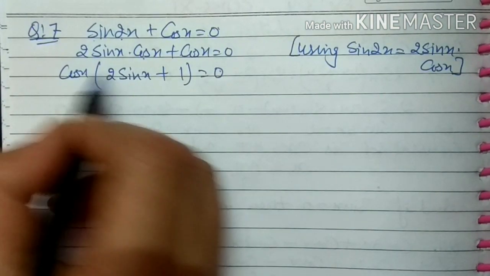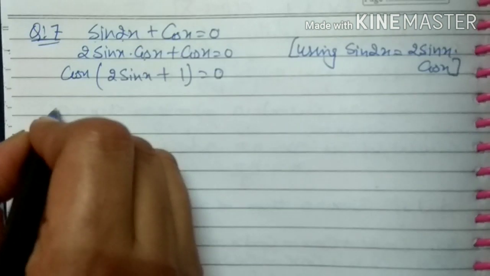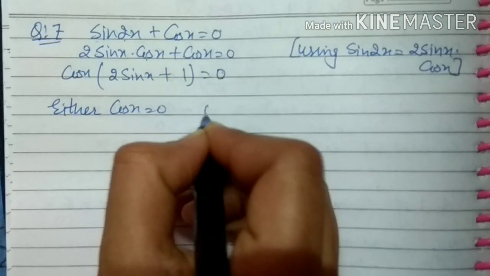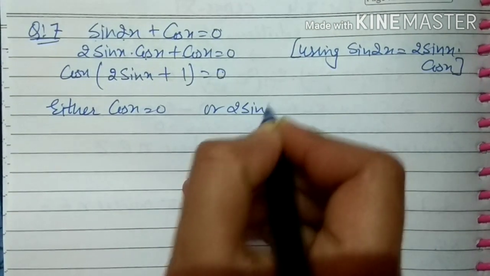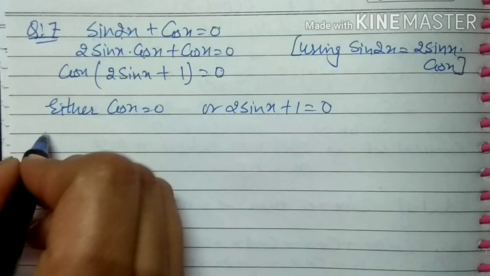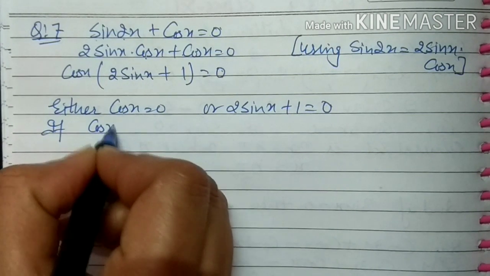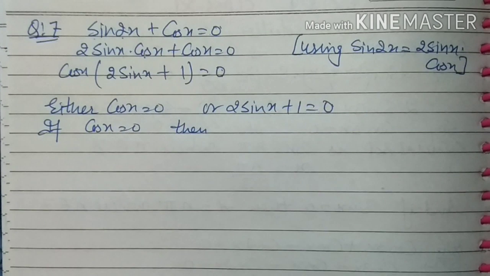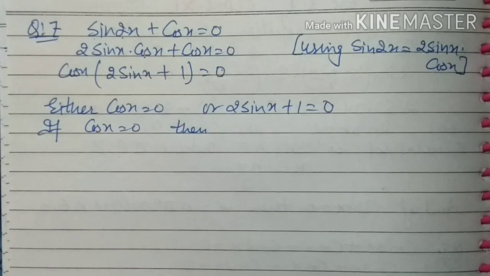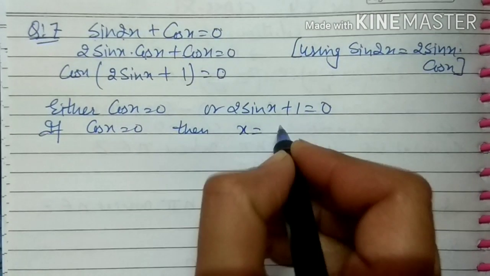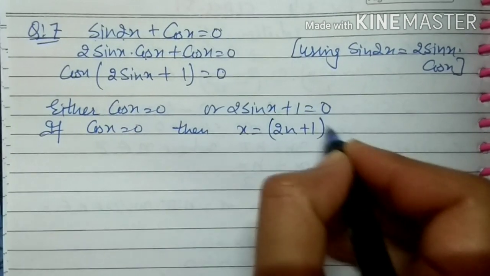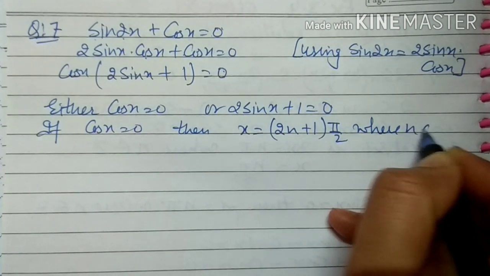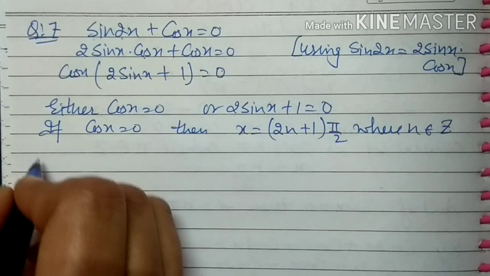Now the product of these two terms equals to 0. So either cos x 0 or 2 sin x plus 1 equals to 0. Thus if cos x equals to 0, then this implies, we know all the formula of sin x equal to 0, cos x equal to 0, we discussed earlier. Then x equals to (2n plus 1) pi by 2, where n belongs to set of integers.